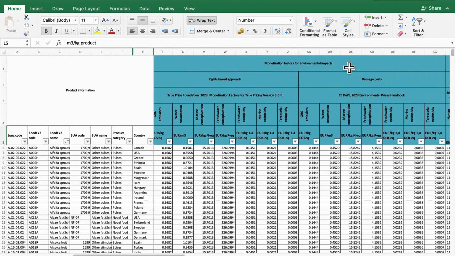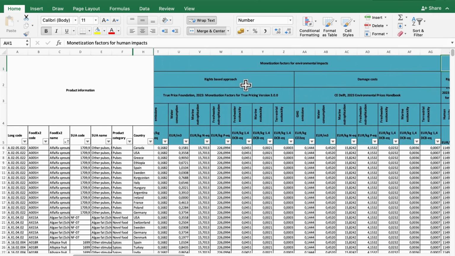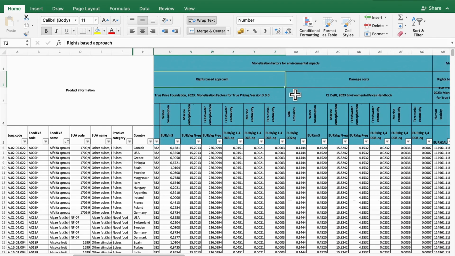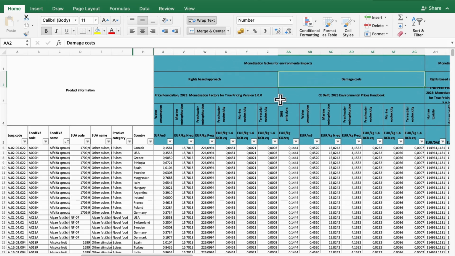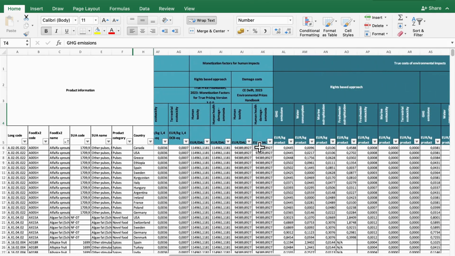Then coming over to the right, we have the monetization factors, which are divided into environmental and human impacts, and each of those are divided into the rights-based and the damage costs monetization approach, and both of those are explained fully in the manual. And these are given then in euros per kilogram of the impact. So for example, greenhouse gas emissions is given in euros per kilogram of carbon dioxide equivalent.